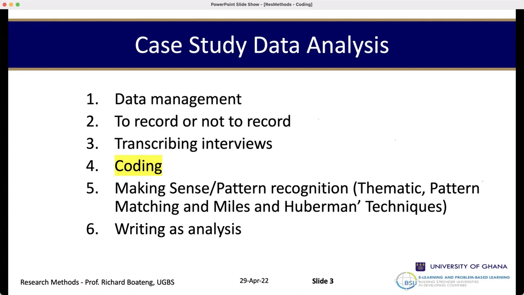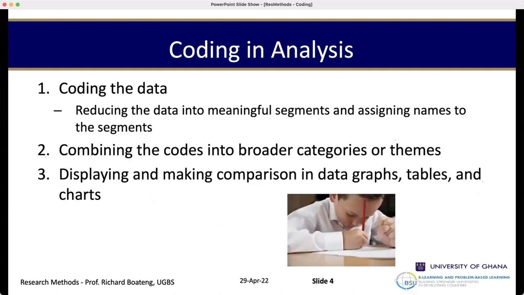So the first thing that we are going to try to understand is that you have a lot of data that you've received. How do you put it in an appropriate format so that you can tell a story and use it to do analysis? Okay. So coding then comes in. Coding is not anything strange. It's just reducing the data into meaningful segments by assigning labels to those particular segments in order to explore the issues that you are trying to research.